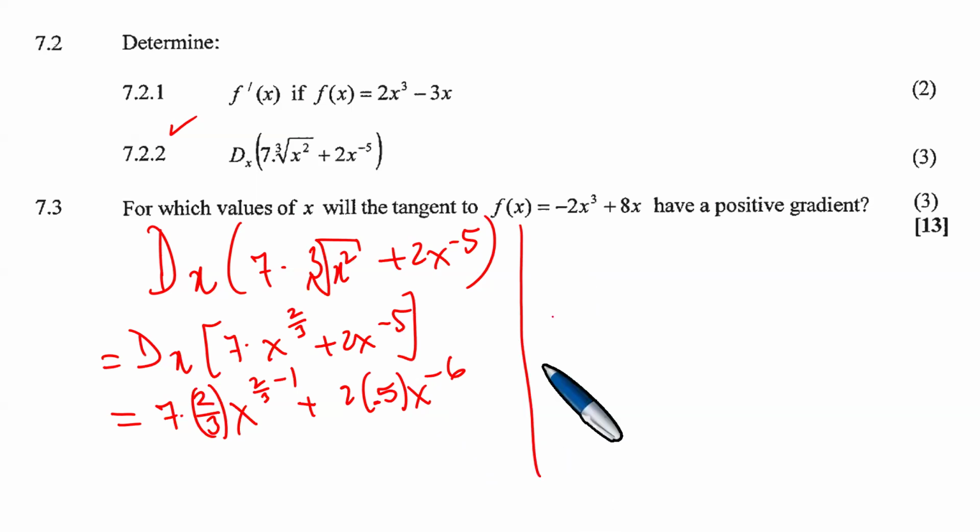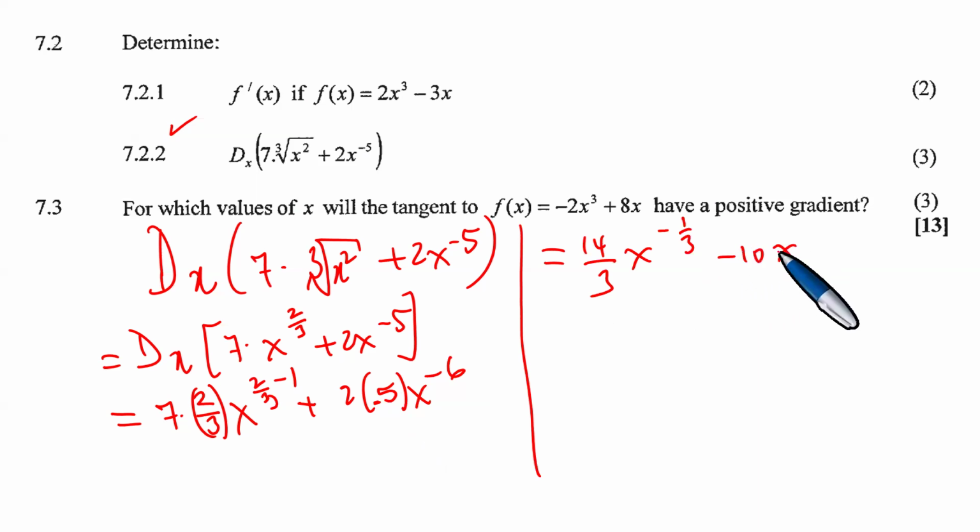So this is 7 by 2, which is exactly 14 out of 3, x to the power 2/3 minus 1. What is 2/3 minus 1? It's actually minus 1/3. Check this. So that minus 1/3 is the power, and we also have here 2 times minus 5, because it gives us a minus 10x to the minus 6.